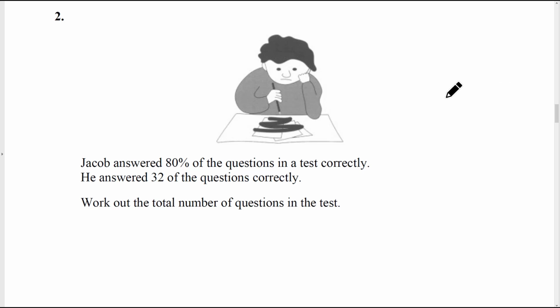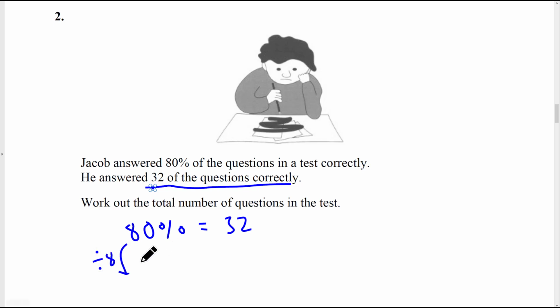Question 2. Using the same method, Jacob answered 80% of the questions in the test correctly, so he got 32 correct. So same thing here, you can write 80% equals 32. I'll divide by 8 to get 10%. This is the non-calculator method. And divide by 8 here. It's going to give us 4. Now we know to times 10 here to get 100%.